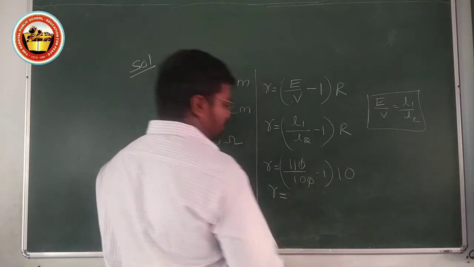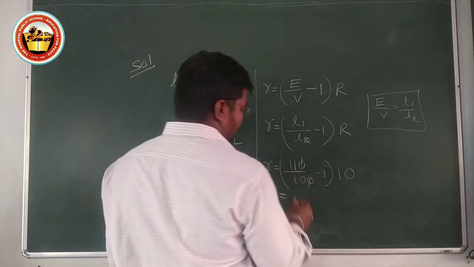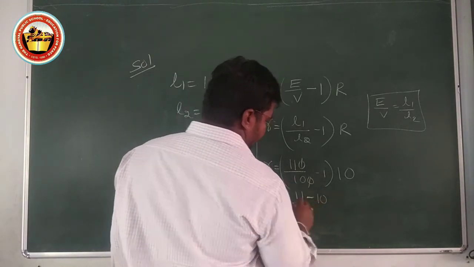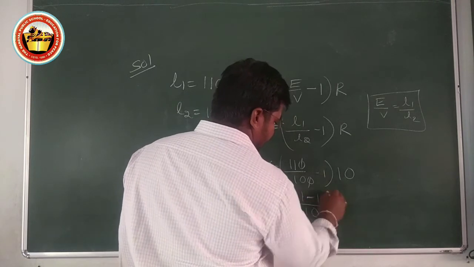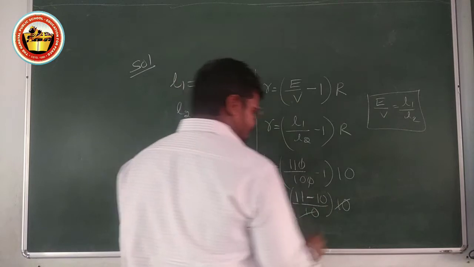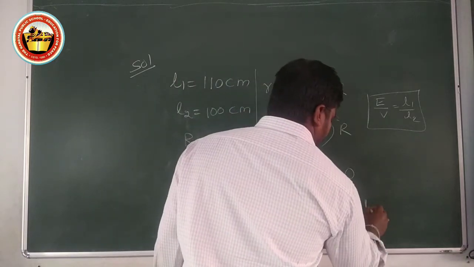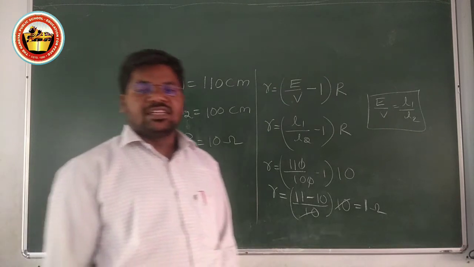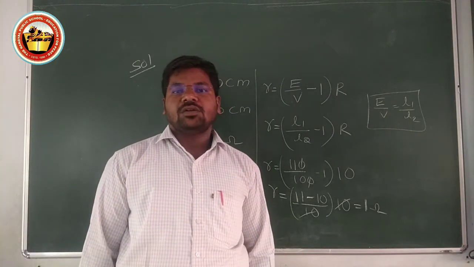Small r is equal to 11 minus 10 divided by 10, into 10. The 10 gets cancelled. 11 minus 10 is 1 ohm. The internal resistance of the cell is 1 ohm.